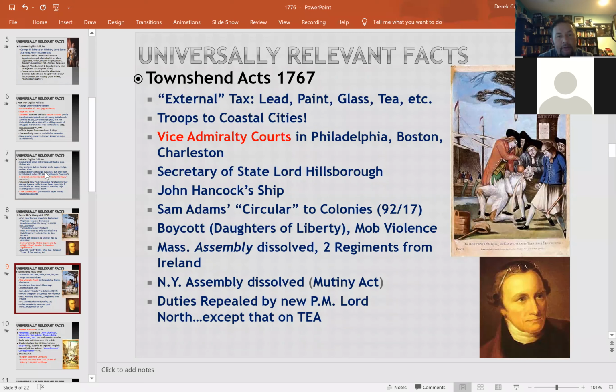So then they tried another external tax on imports known as the Townshend Act, named after Robert Townshend, a couple of years later. So lead, paint, glass, tea, etc. And they sent troops to the coastal cities. And to a lot of people, boy, in the primary sources, this was a big deal.